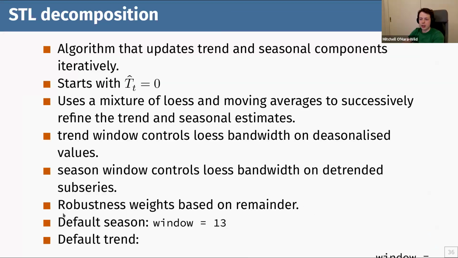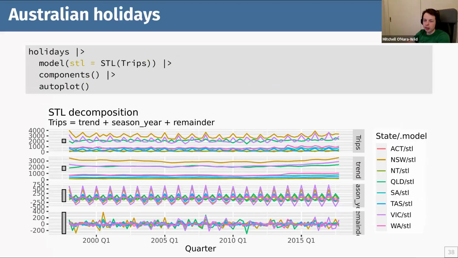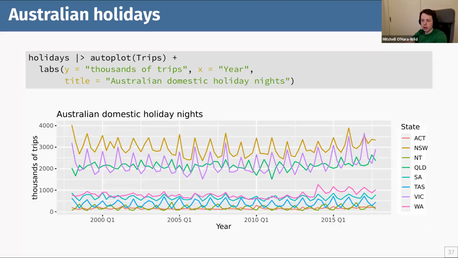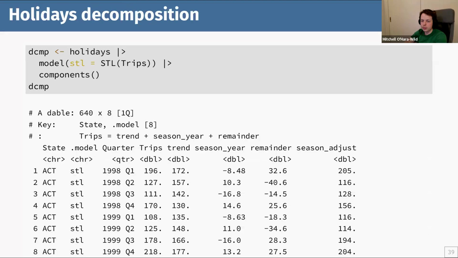So here is how the STL decomposition model works. And you can see the window and bandwidth, these terms are used interchangeably. Now we can do this with multiple time series. We looked at the holidays data set yesterday. And you can see now we get multiple decompositions from this data set.